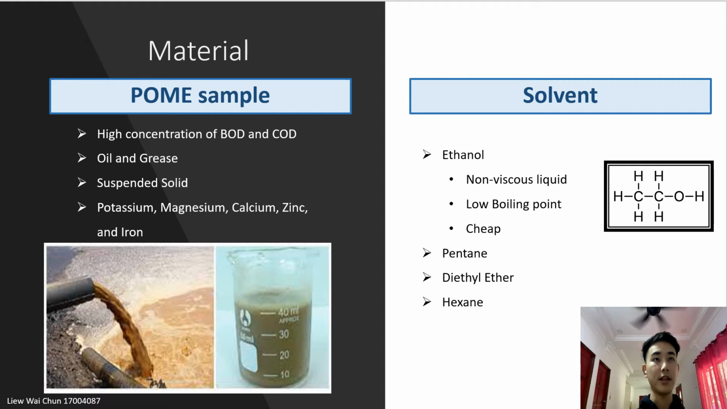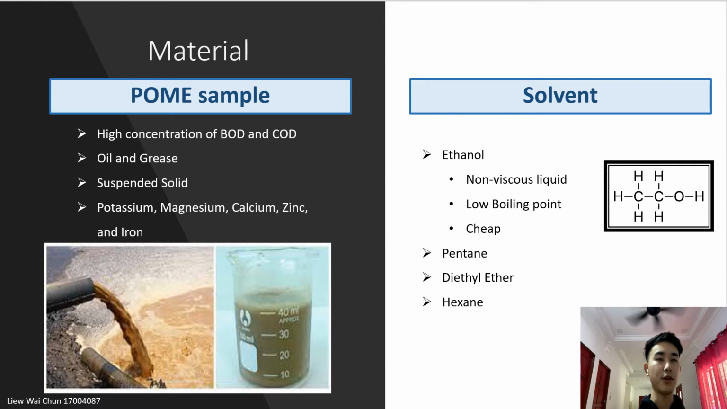Next, solvent. There are a few types of solvents that can be used for oil extraction in POME. Ethanol is safe to use because it is less explosive and toxic. Ethanol is a non-viscous liquid at atmospheric pressure and ambient temperature, so its extraction and dissolution is fast.